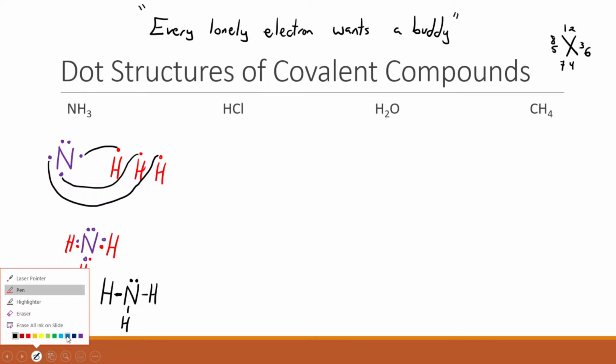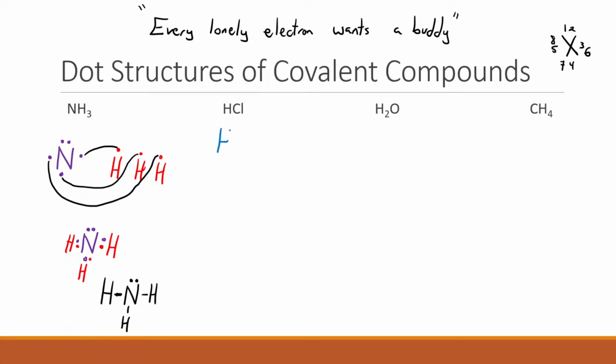Let's take a look at HCl. Oh, I'm going to leave H's as red, actually. I'm going to make this Cl blue. Cl, chlorine, has 7 valence electrons, and so they fill in, just like that. And our H, we're going to go back to red. And our task here, every lonely electron wants a buddy. Here in this situation, there's only one set of lonely electrons. There's only one connection that we can make, so it'll be the H to the Cl there.